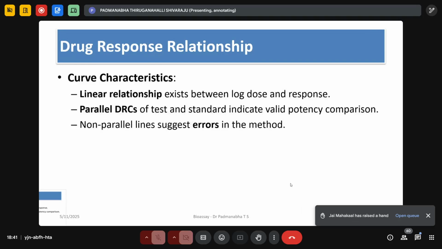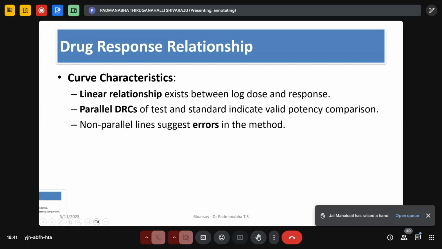And next is the curve characteristics. So we need to check whether we are doing the experiment correctly or not. To measure this, we need to check whether a linear relationship exists or not with respect to the log dose and the response. This has to be done after conducting the experiment, where you need to measure the length or height of the responses from the chymogram, plot them on the graph, and check whether a linear relationship exists or not.